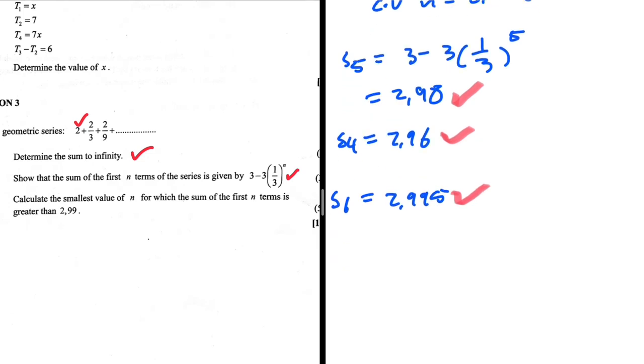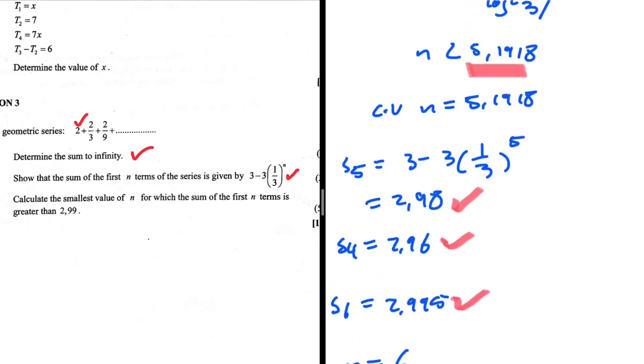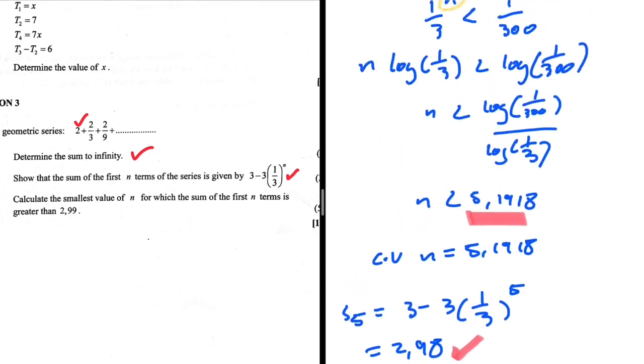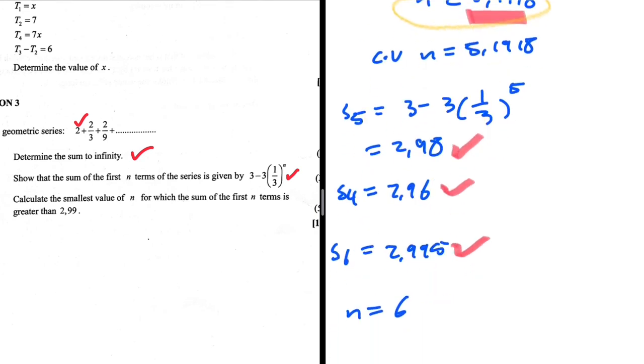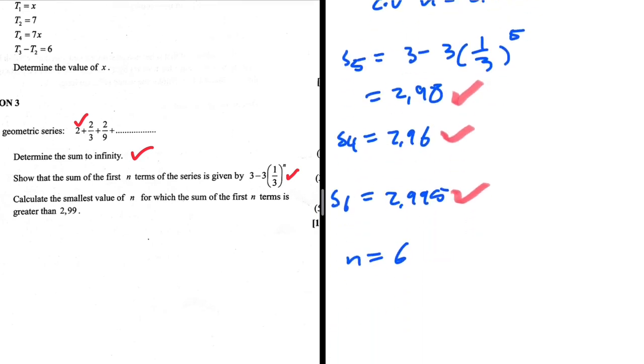So the question is saying, calculate the smallest value of n for which the sum of the first n terms is greater than 2.99. So the smallest value of n is 6, right? I think these will be a bit confusing because you end up with n being less than 5.1918. Some people would be tempted to say n equals 5, but clearly n equals 5 does not work for us here. What works for us is n being equal to 6 as the smallest value of n.